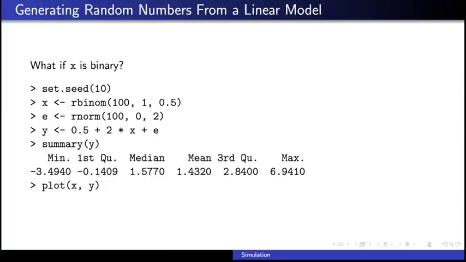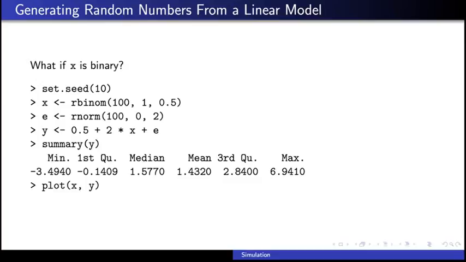So just a slight variation of the previous example. What if, instead of x being a normal random variable, x is a binary random variable? So maybe it represents gender, or maybe some treatment versus control or something like that. So here that's very simple. I can generate binary data using the binomial distribution and the rbinom function. So I set the seed again, and I generate 100 binomial random variables, and these come from the binomial distribution with n equal to 1 and p equal to half. So the probability of 1 is going to be equal to 0.5. So I generate 100 of those. And then I generate my normal error term, which is going to be mean 0 and standard deviation 2.